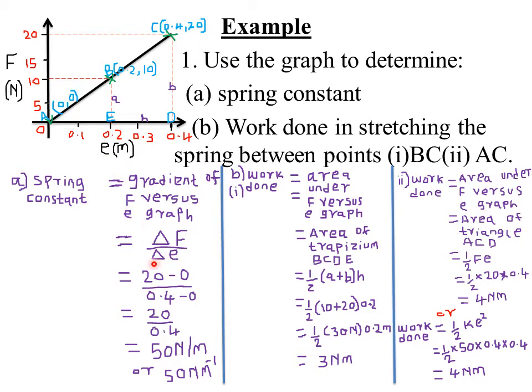Now I identify 2 points to use for calculating the gradient of my graph. My first point is point C. I'm taking point C and point A. Remember, when you are finding the gradient, so long as it is a straight line graph, you can pick any 2 convenient points on that line.